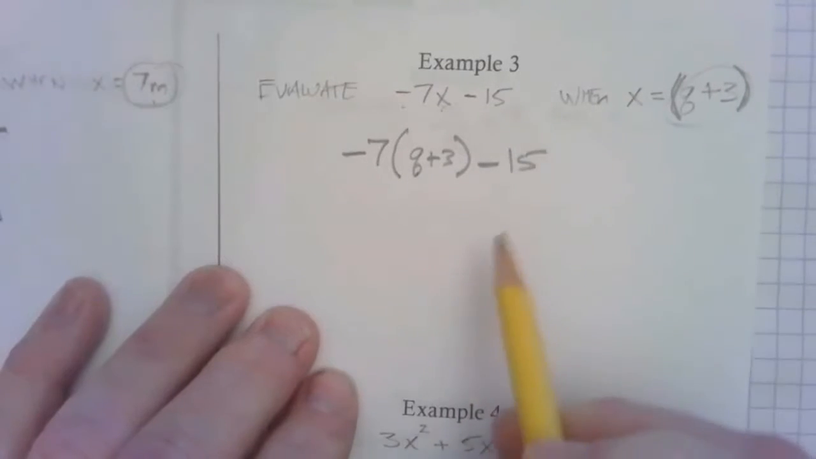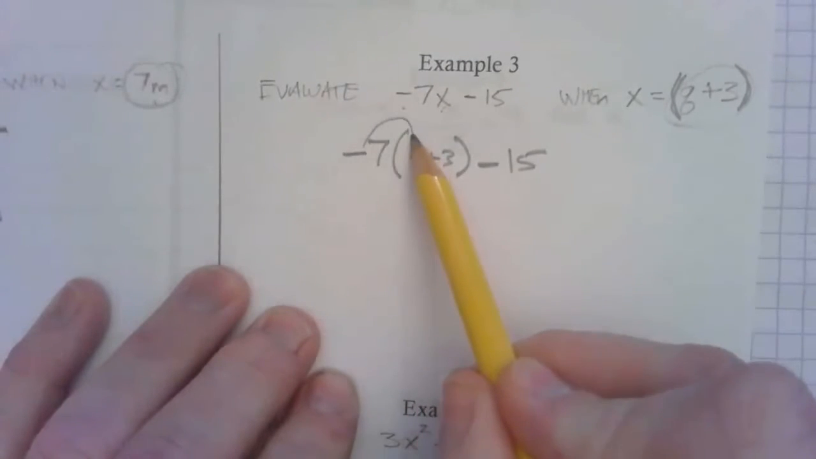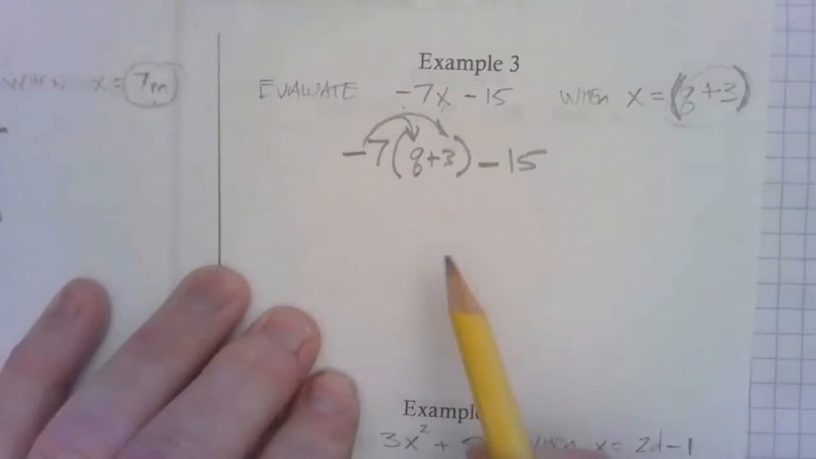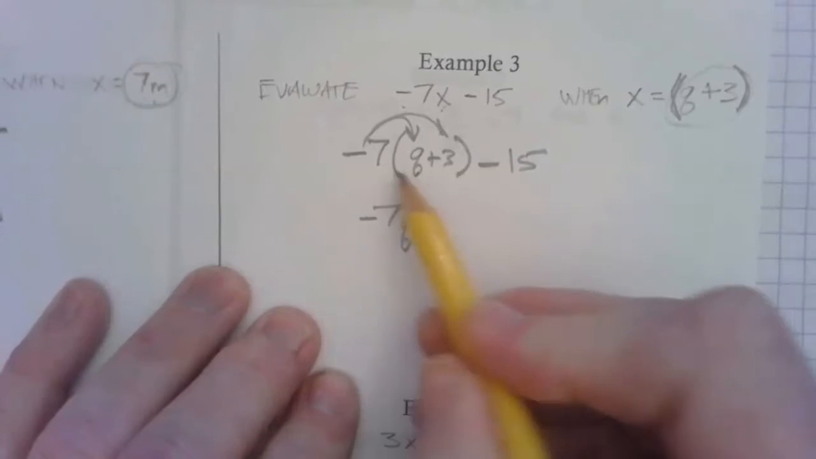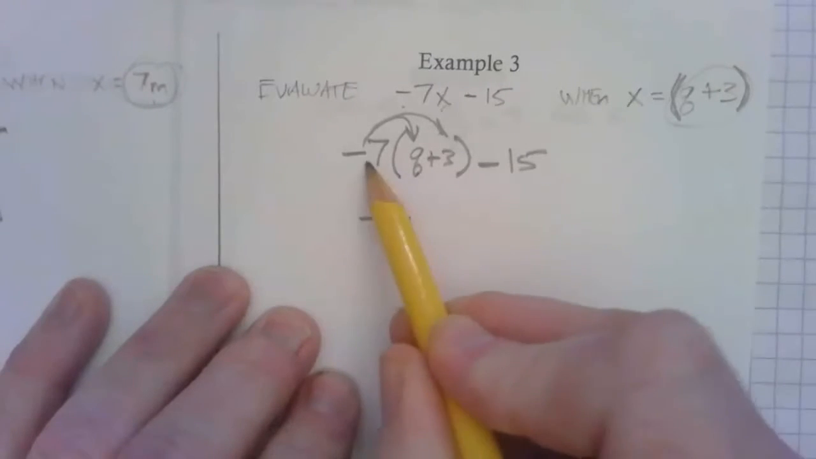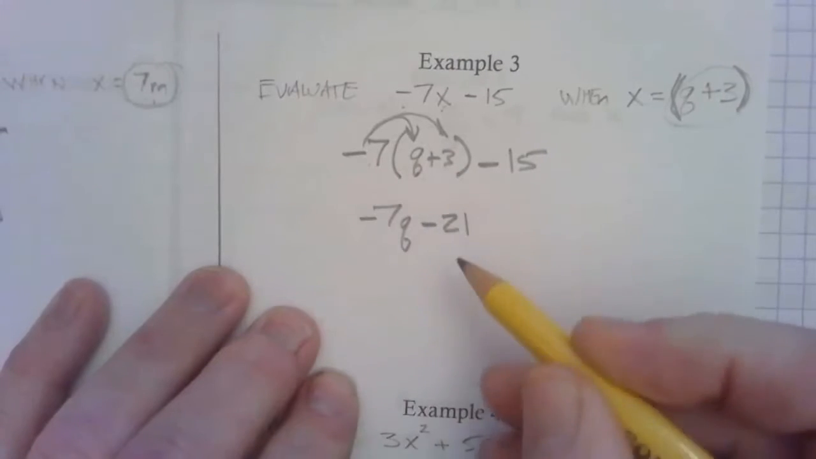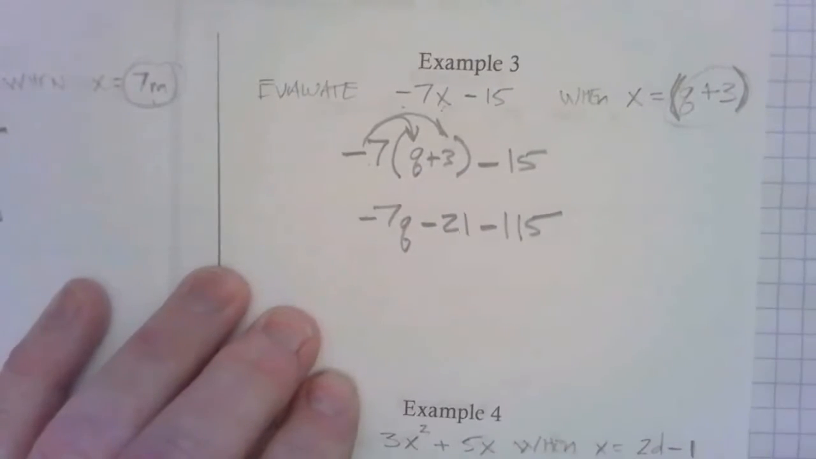Minus 15. So when you have this situation, you have to do what we call distribution. We're going to multiply that negative 7 times both of those. So that's going to be negative 7 times q. And when you do a negative 7 times a positive 3, you get a negative 21. So I'll just do that, minus 21. And we keep the minus 15. Oops, we got an extra number in there.